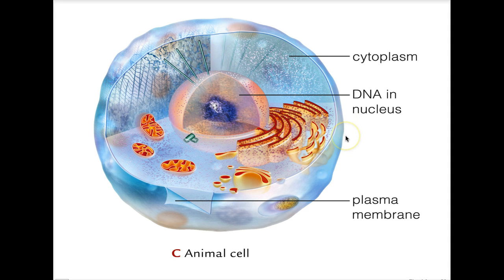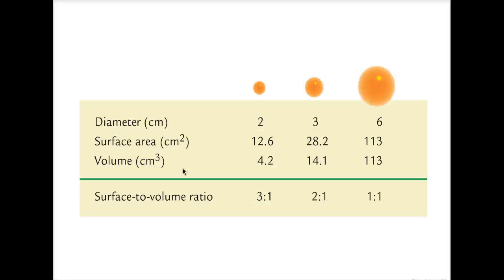In the animal cell, we see a lot of similarities to the plant cell. We have a large membrane-bound nucleus, an endoplasmic reticulum, Golgi apparatus, and mitochondria. Notice we do not have a large central vacuole, nor do we have chloroplast.